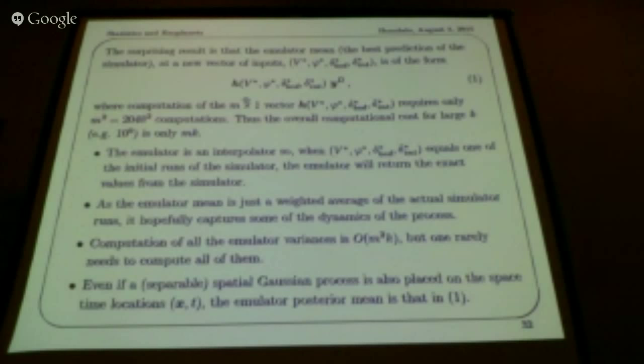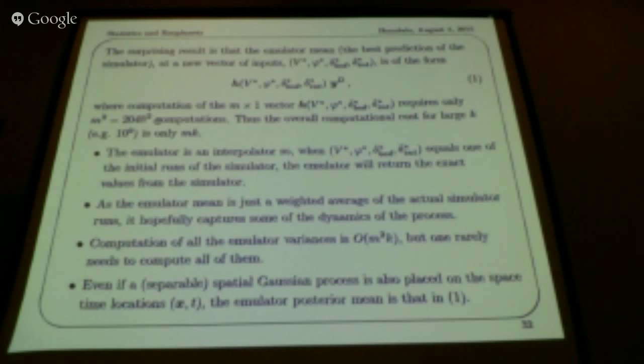mean, which would be the best prediction of the simulator at a new vector of inputs, was of a very simple form. It was just a linear function of this massive data matrix. This was the 2048 runs of the simulator, so 2048 by 10 to the 9 data matrix. So to compute the emulator mean, all we have to do is take that thing and just multiply it by an m vector. And this m vector requires only m squared computations, which is not bad.